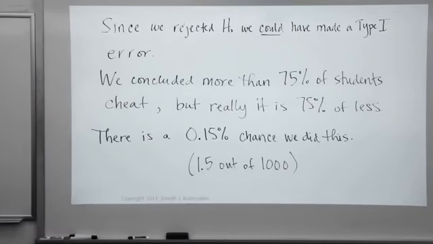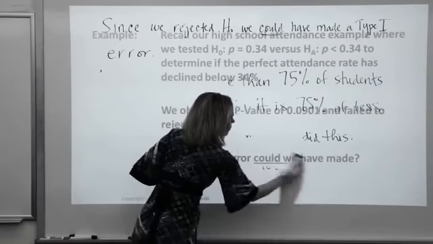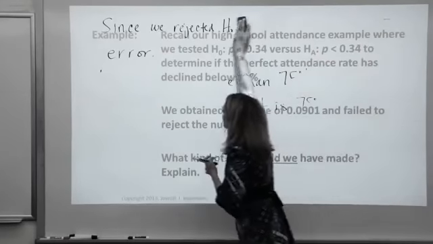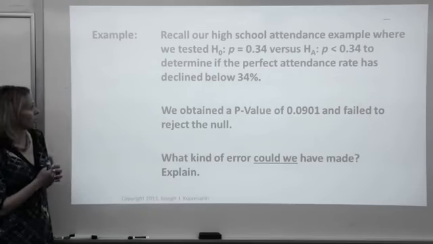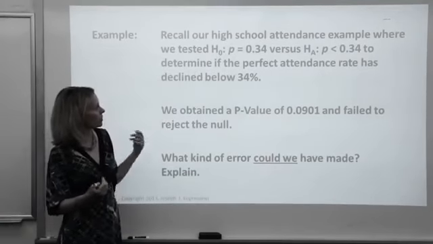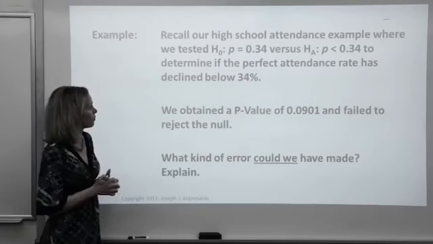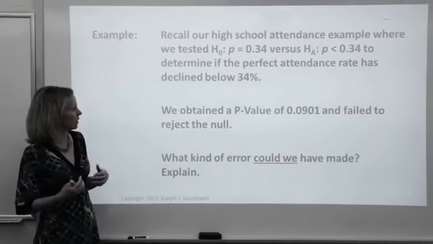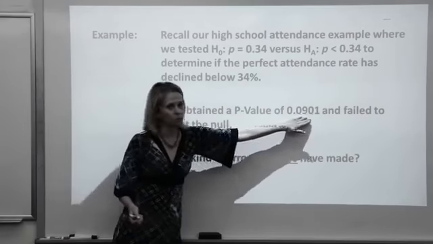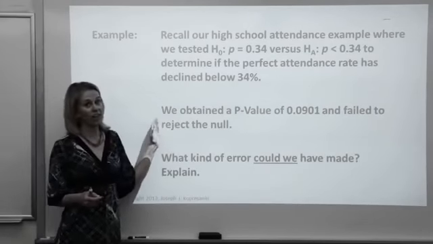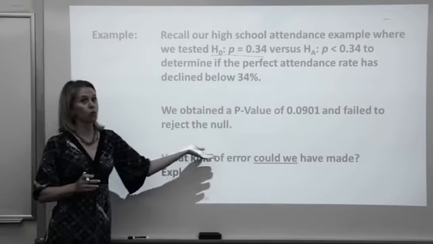All right, let's go to the second one. Erase this. The second problem refers back to a problem we looked at earlier as well about attendance at a school. We looked at high school attendance, and in that problem, the null hypothesis was that perfect attendance was 34% or 0.34, versus that it had declined, that it was less than 34%. We were trying to determine if perfect attendance rates had declined below 34%. In that test, we got our test statistic, we got our p-value. Our p-value was 0.0901, and based on that, we failed to reject the null hypothesis. So with this one, what kind of error could we have made?